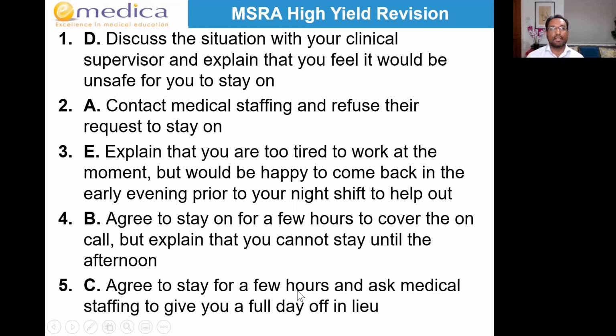Now, this is a good example of sometimes what you pick is what, in optimum situations, a good doctor should do. In real life, you're really tired, you don't want to do it. You might want locum rates, but that doesn't mean that that's what the right answer is according to the SJT.